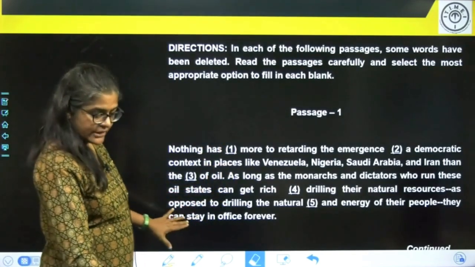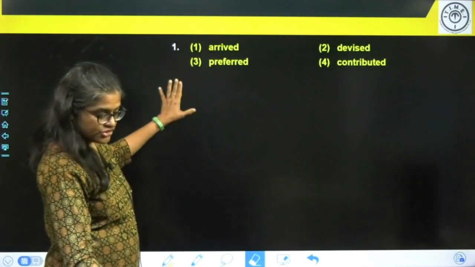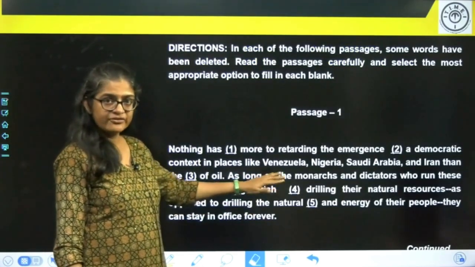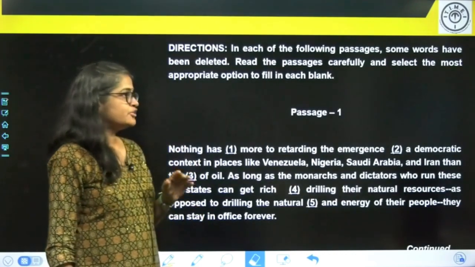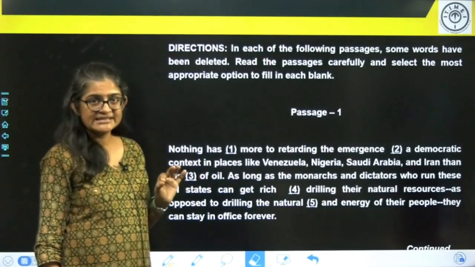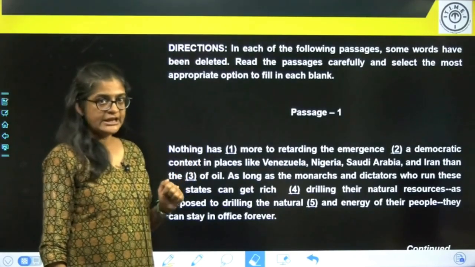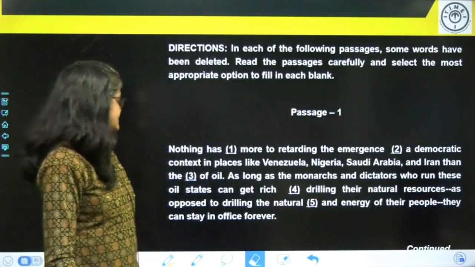So this is it. You have a short passage with 5 blanks. It may be 4 blanks also, and for each blank you are given options. This is the traditional pattern. Let us take a look at this first exercise.